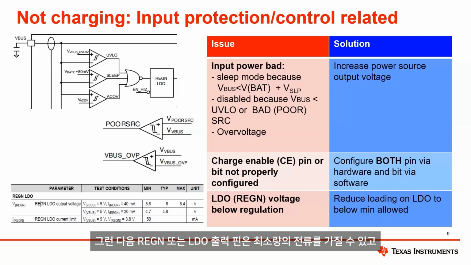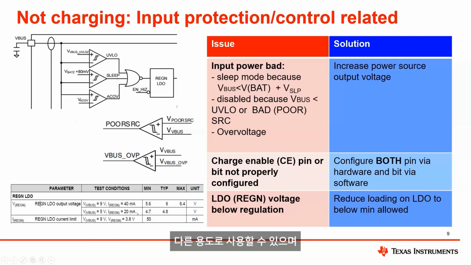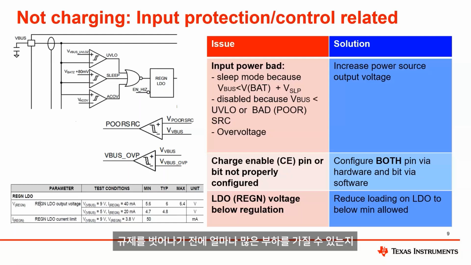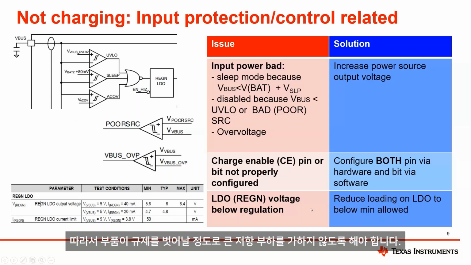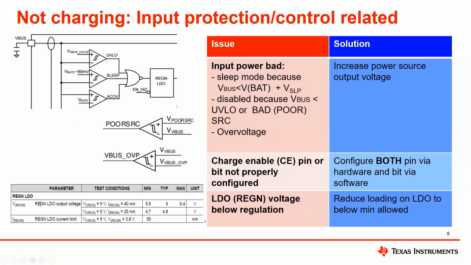And then the REGN or LDO output pin can have a minimum amount of current on it. It can be used for other things, and we always spec in the test conditions how much loading you can have before you fall out of regulation. So you want to make sure that you don't put a large resistive load that will cause the part to go out of regulation.